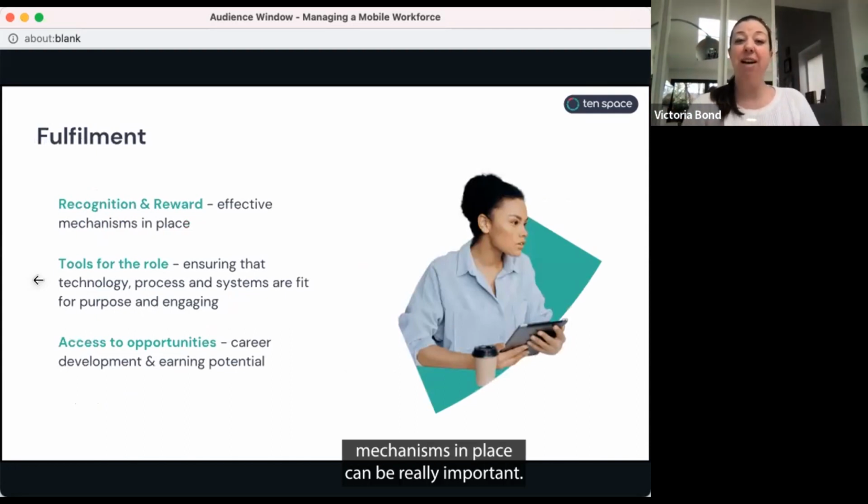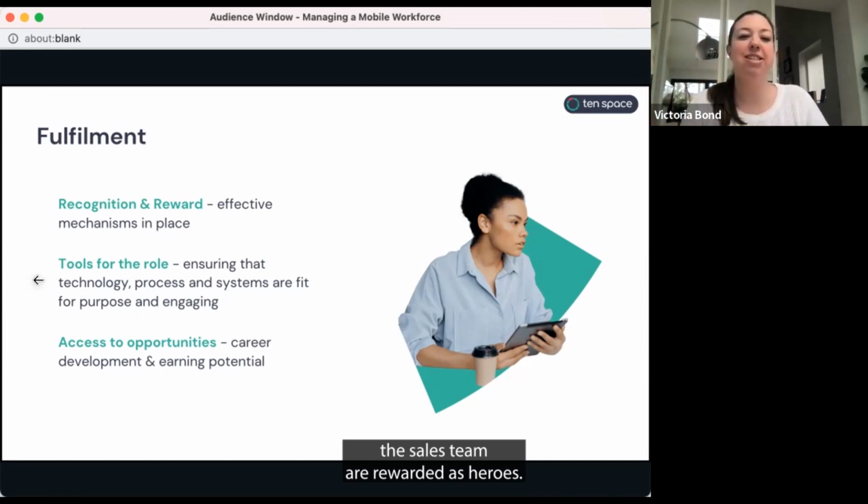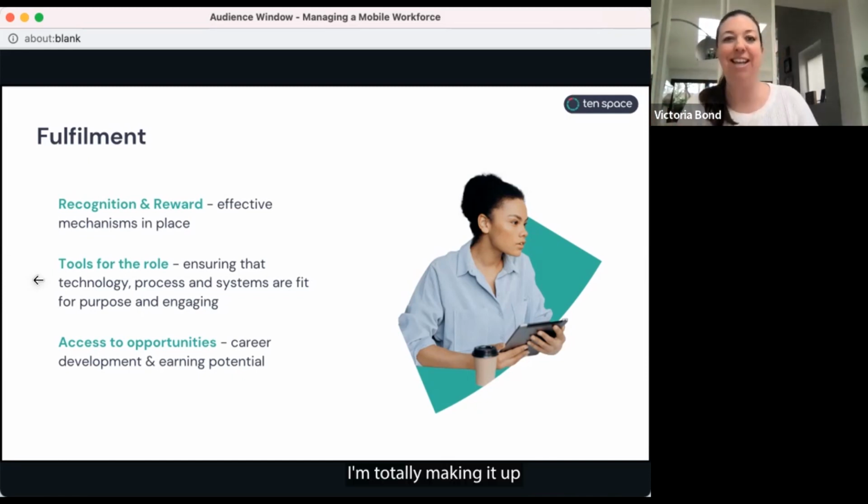Having those effective mechanisms in place can be really important, and we can really see in the data and the feedback where we've got a two-tiered approach. You know, the sales team are rewarded as heroes. I'm totally making it up, but the sales team are rewarded as heroes, but our people out in the community aren't recognised or rewarded as effectively. We often see that coming through in feedback, and we know that has an impact on engagement.